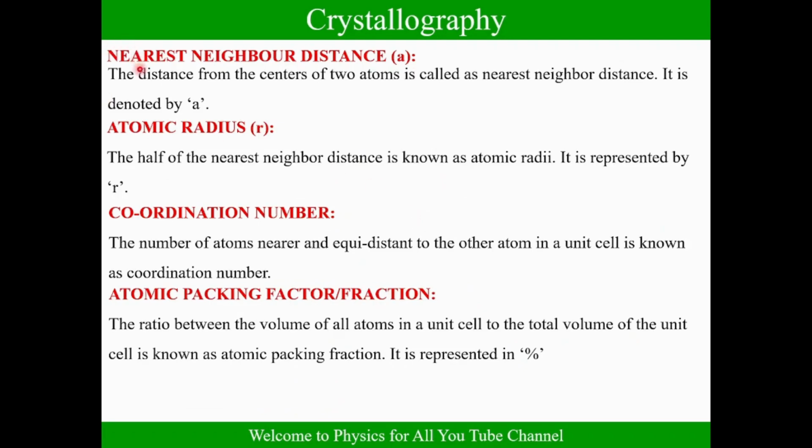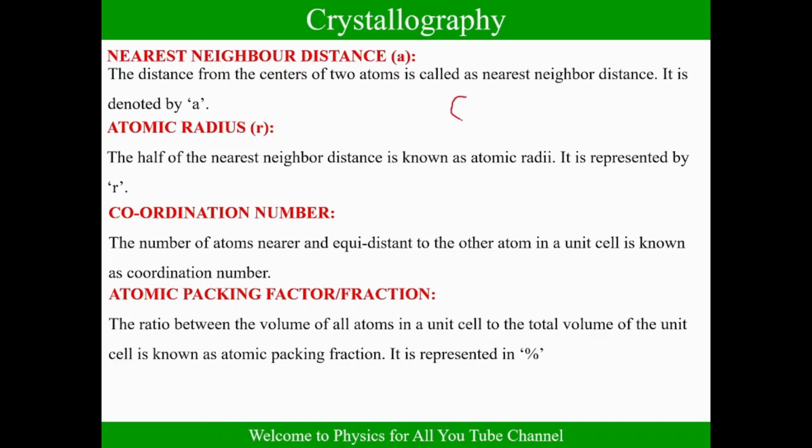The first definition is nearest neighbor distance. All of you go through the definitions carefully. You take it as a screenshot. These definitions are very important for the short answer questions. So, how can we define nearest neighbor distance? The distance between the centers of two atoms is called the nearest neighbor distance. It is generally denoted by a.